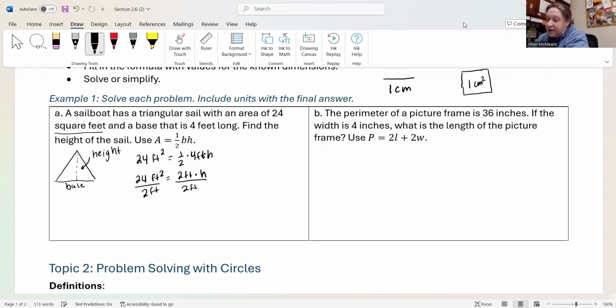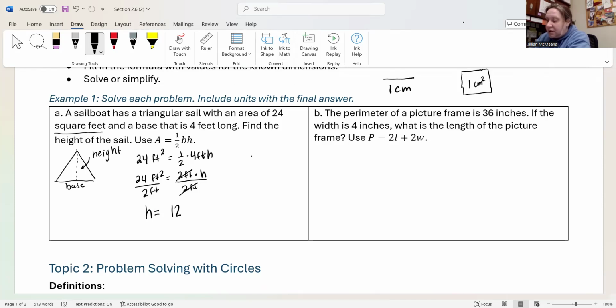So looking at the right-hand side, 2 feet divided by 2 feet, that just cancels. That just becomes 1. So 2 feet divided by 2 feet, 1 times h is h. And then on the left, we have 24 divided by 2, which is 12. But then if I have feet squared divided by feet, it kind of ends up just becoming feet.